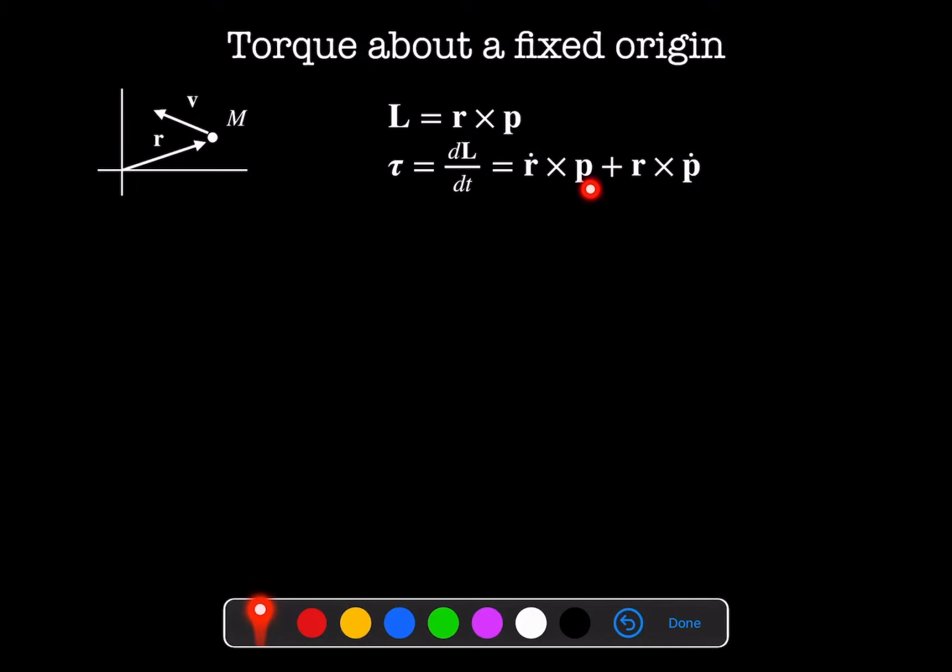The first term here is 0 because r dot, the velocity, is parallel to the momentum. And we end up with r cross the rate of change of momentum. And this is just equal to r cross the force acting on particle m.